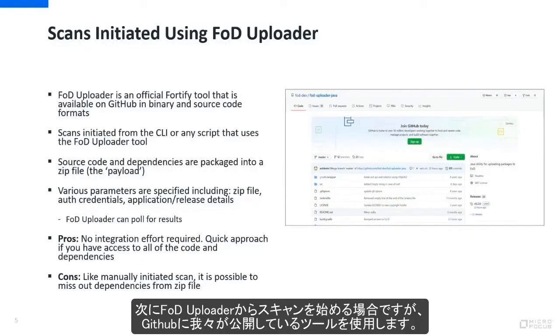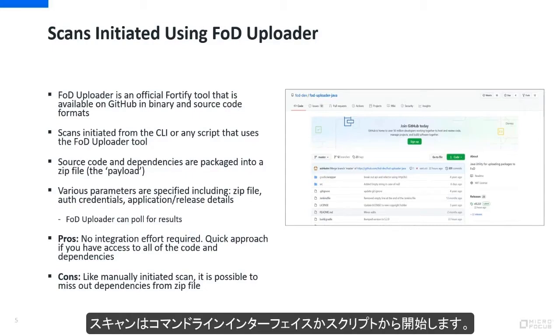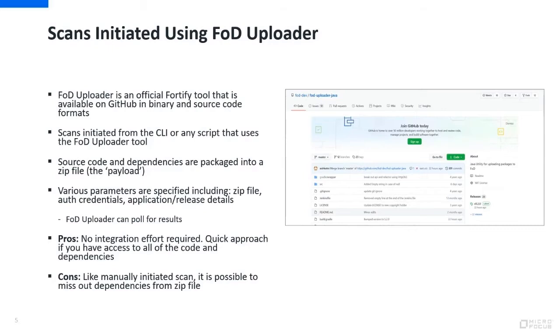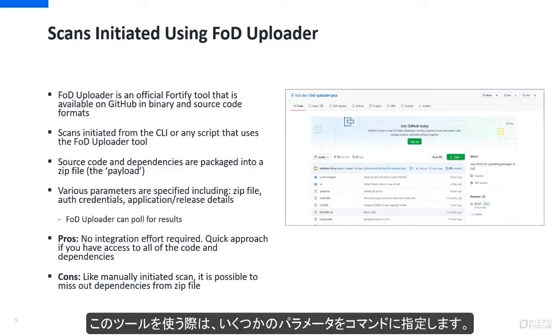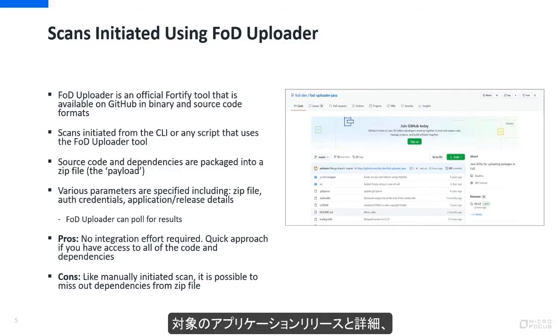So with a scan that's initiated from FOD Uploader, you're actually using the tool that we publish on GitHub, and it's available in binary and source code formats. Now, when you use this tool, scans are initiated from the command line interface or from a script that you've created. Again, you have to zip together all the code and dependencies into the payload. When you use the tool, you specify a number of parameters, including obviously the zip file name, some authorization credentials, typically API key and secret, and the application release and details that you're targeting, where you want the results to go, if you like, on the FOD tenant.